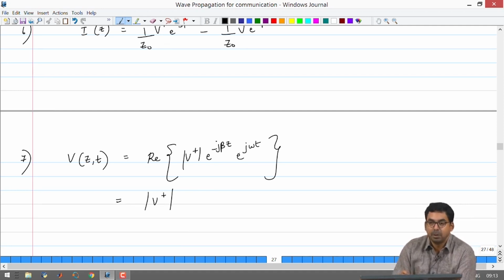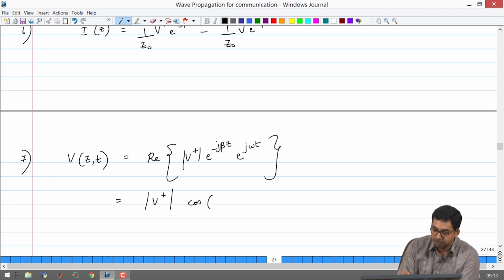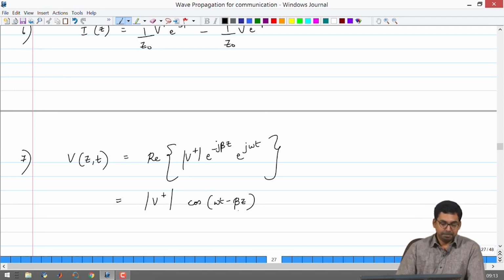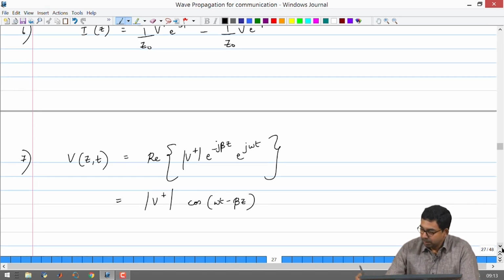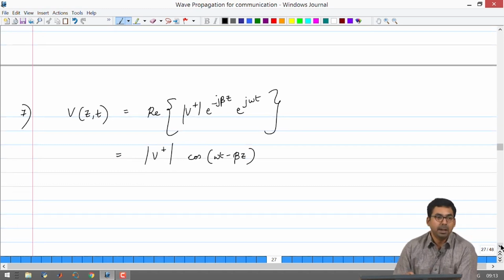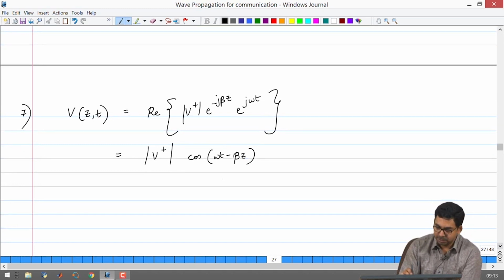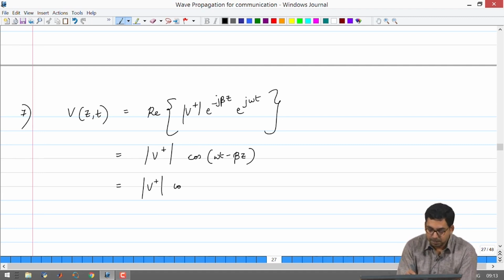So, you will have e to the j omega t minus beta z, and the real part of that is going to be a cosine, right. So, you could always write down the full solution to look like cos omega t minus beta z. Okay. Now, we have to establish a clear correlation with the kind of solutions that we had seen before. So, we will just do a little bit of manipulation. Okay. So, I will just write this down as mod v plus cos, take omega outside, right. I will just do t minus beta divided by omega times z.